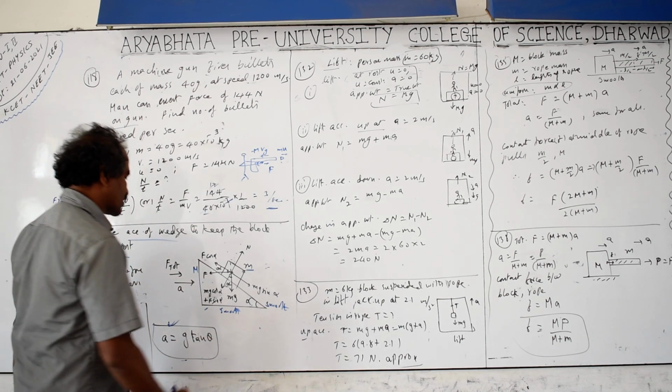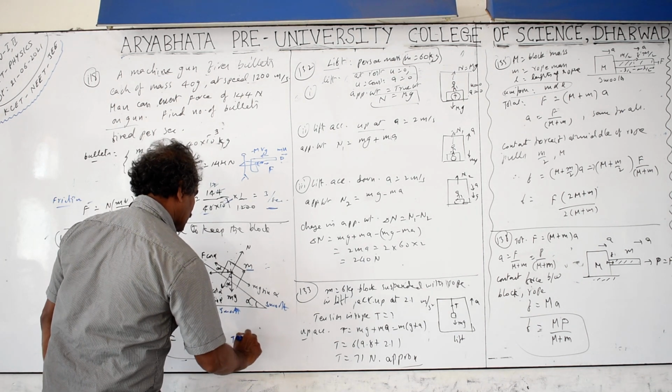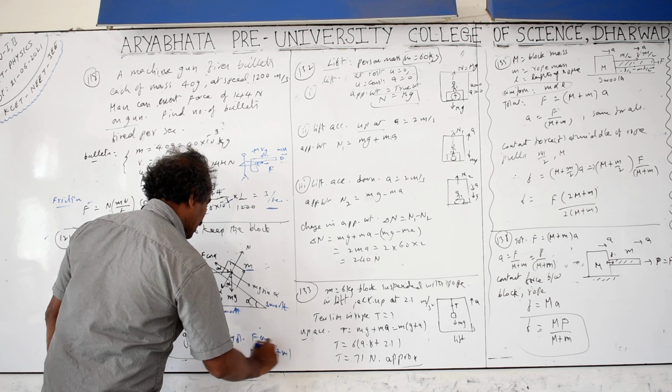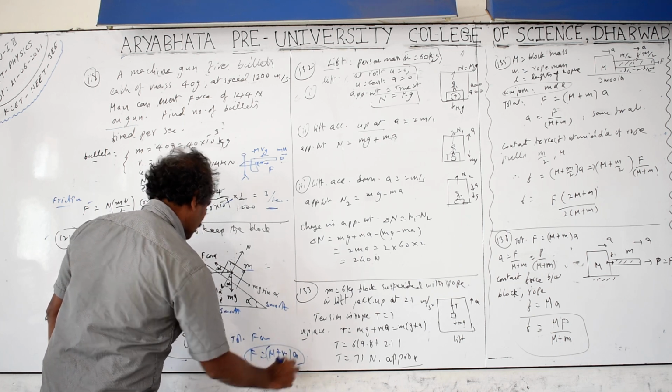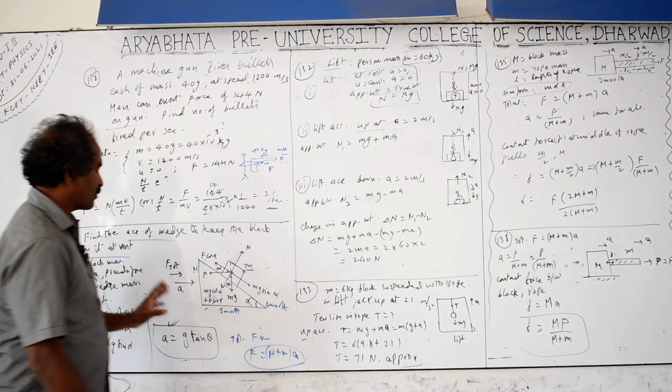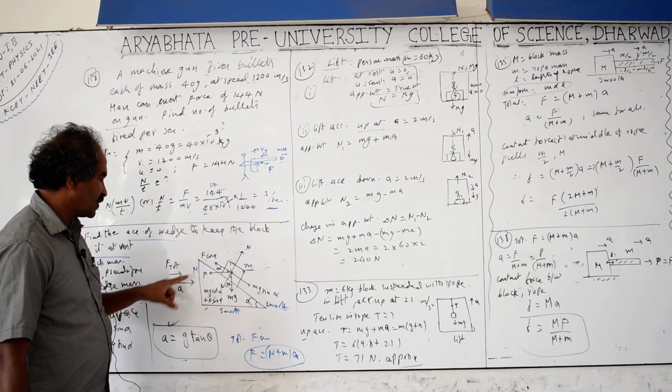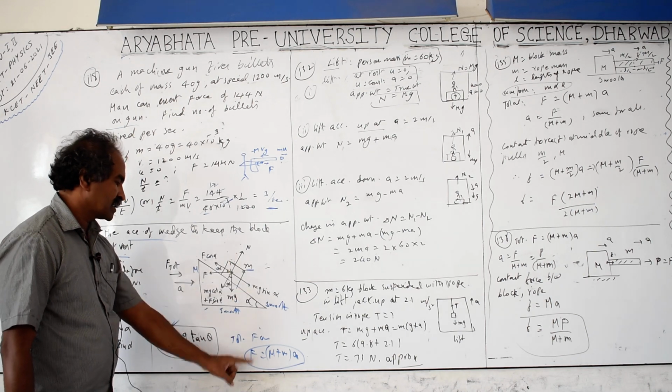In this question they may ask for the total force. The total force is nothing but F equals (M plus m) into a, where a equals g tan theta. The total force you are applying on this block on the smooth surface is F equals (M plus m) into a. This may also be asked.